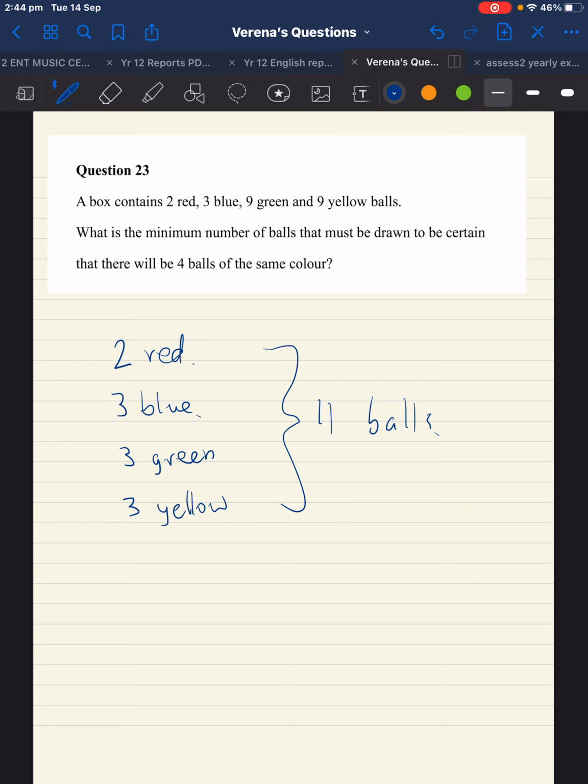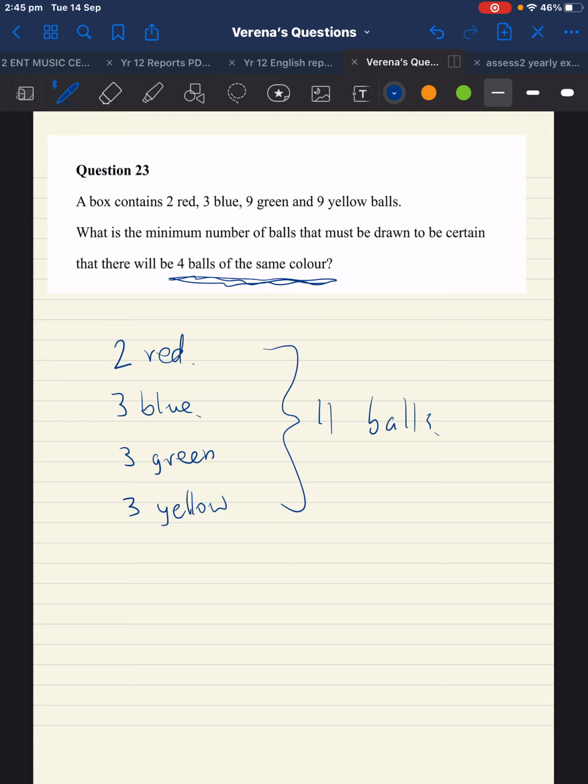Although unlikely, it is theoretically possible to end up with 11 balls in your hand without having 4 balls of the same color. I would contest, is it possible to have 12? And I'm going to say this is the absolute worst case scenario. You've got 11 balls. You still don't have 4 balls of the same color. The moment you pull out a 12th ball, it doesn't matter about your luck. The next ball that's coming out, the 12th one, will give you 4 balls of the same color. It's either going to be a green or a yellow.